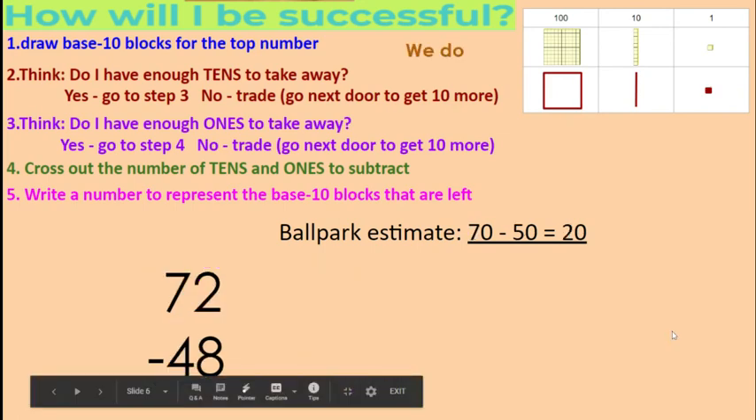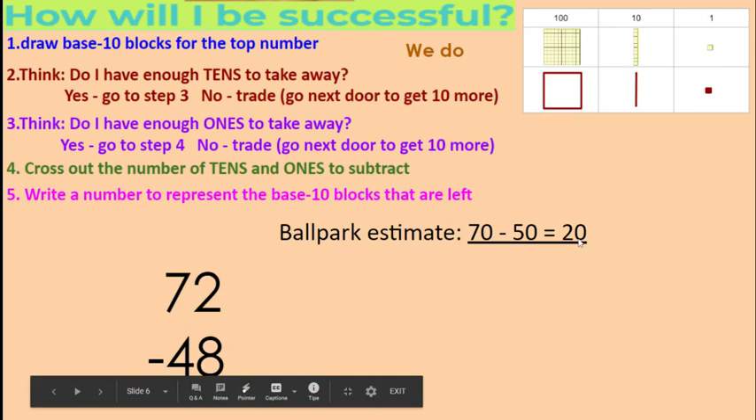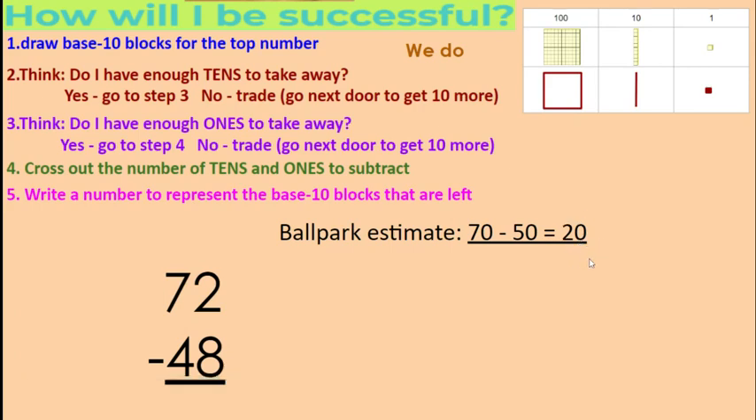Let's try one together. Again, the ballpark estimate is 70 minus 50 equals 20, so our answer should be around 20. What is the first step? Let's read it together. Draw base 10 blocks for the top number. Our top number is 72. How would you draw 72? 7 10s and 2 1s.